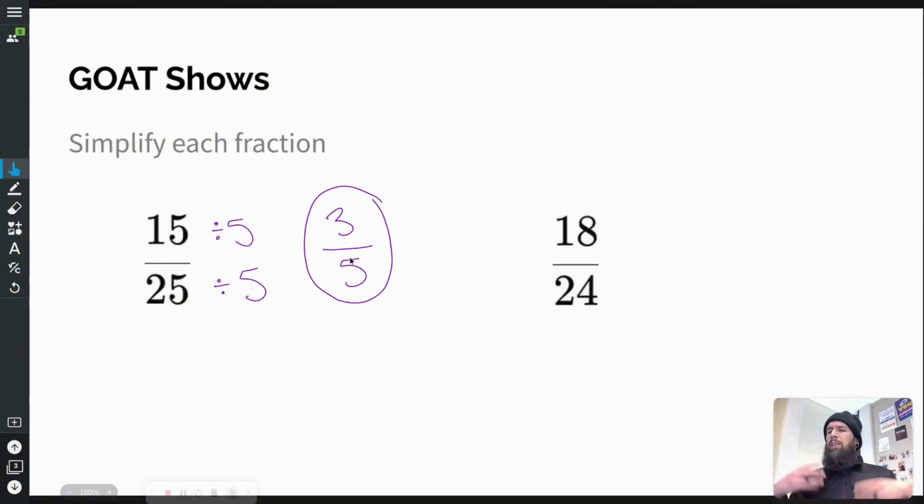Now, let's just pretend that I do make the mistake of not dividing them both by the biggest number. Let's just say I look at these and say, I could divide those both by 2, which is true. So let's do that and see what happens. Let's see what happens if I divide them both by 2. So divide them both by 2, right? 18 divided by 2 is 9. 24 divided by 2 is 12.